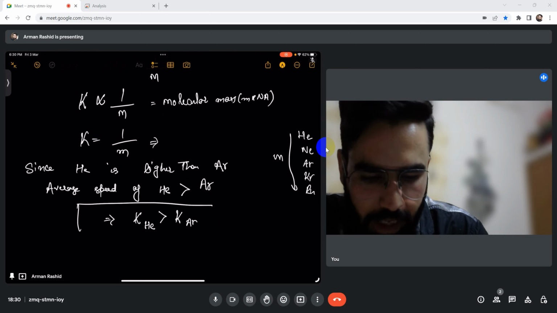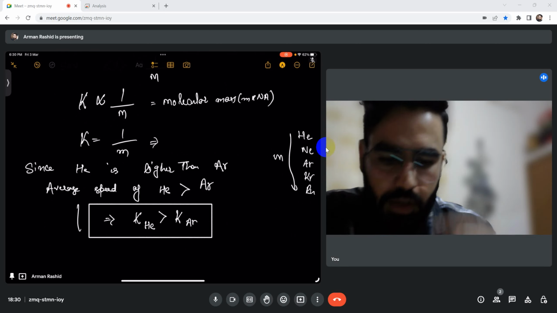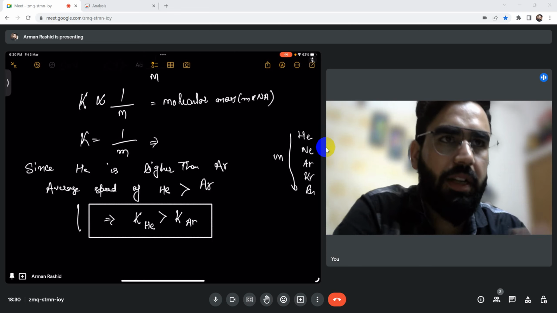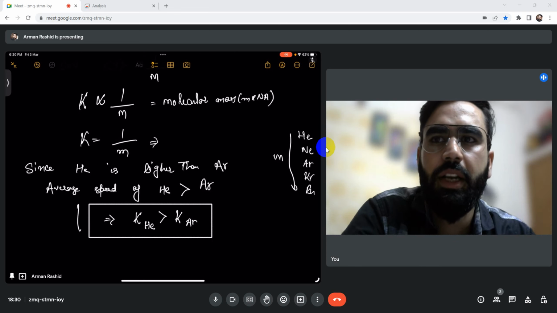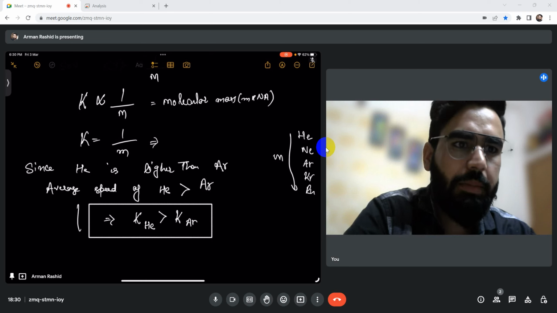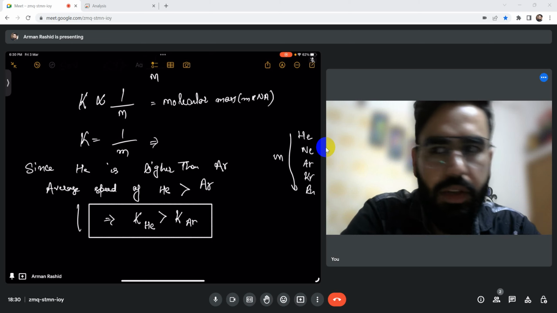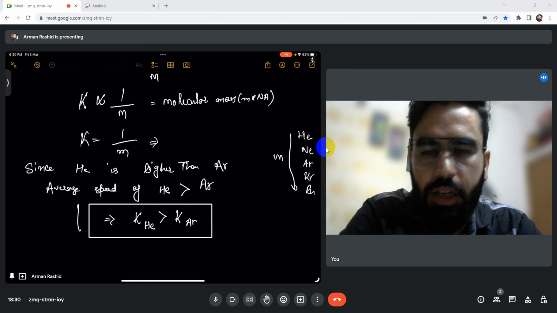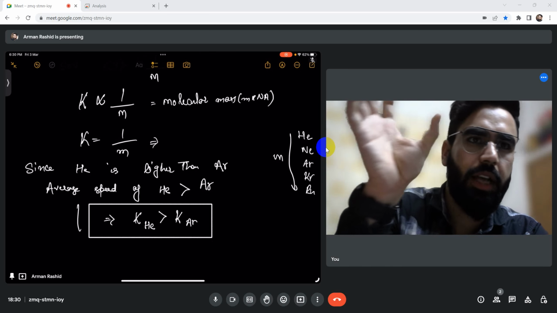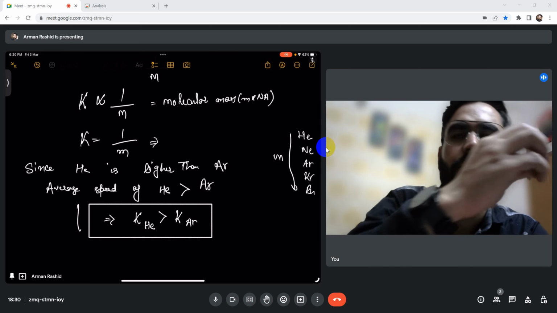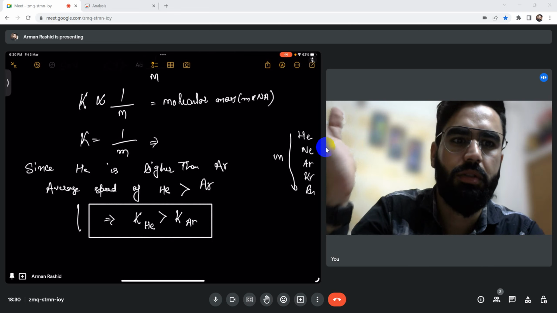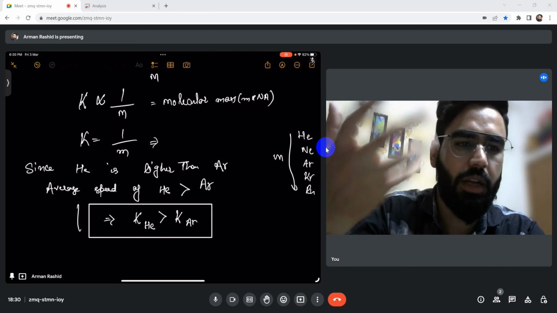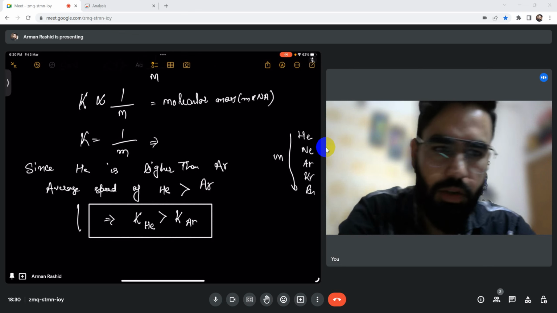This is highly implied. If a molecule moves very fast, that means the average velocity is very high, so it has higher momentum and will carry more heat from one part to another. That is why helium has higher thermal conductivity than argon.